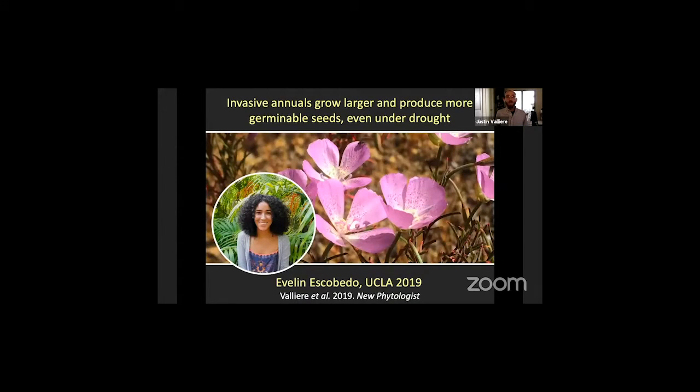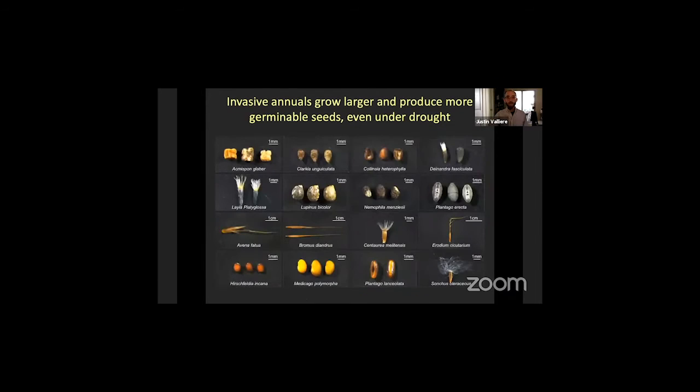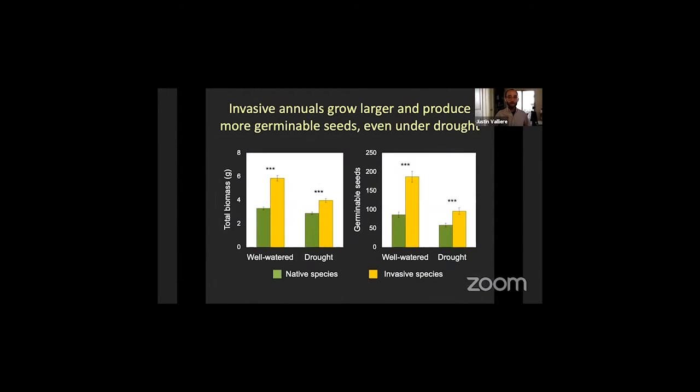Evelyn Escobedo did a similar experiment, but she looked at seed production under drought and well-watered conditions. These are just some fabulous images of the seeds that she took that I couldn't help but show you all. And so what she found is under well-watered and drought conditions, invasives just grow larger and produce more germinable seeds. If we repeated this with nitrogen too, we would expect to have even higher seed output under high nitrogen conditions.